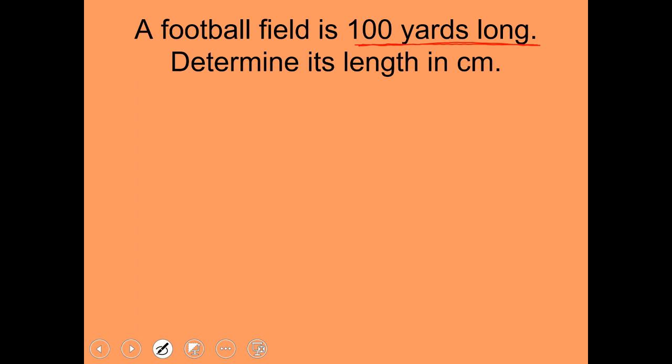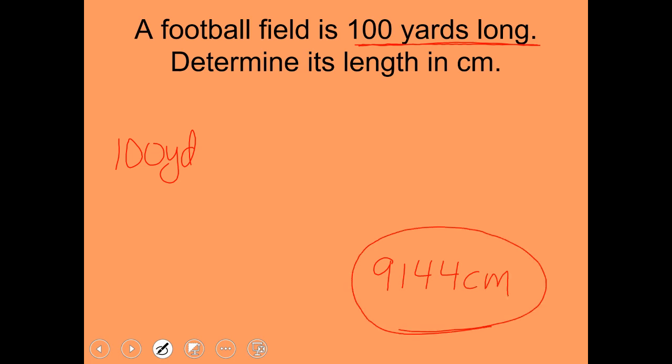Pick a way, start with 100 yards, and set up your factors. Now pause this and try it, because in a minute I'm going to give you the answer. Now hopefully you solved this, and when you unpause, you will get this number to match the answer that you got by solving your problem.